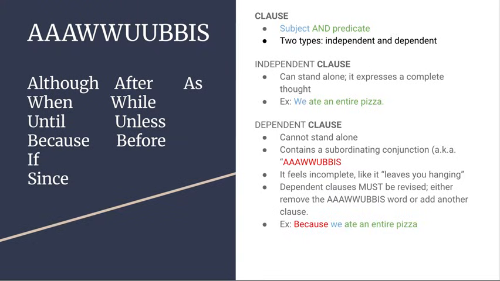AWOBIS words, when you attach them to clauses to start them, it feels incomplete, like it leaves you hanging. So like the sentence that I have there for you, because we ate an entire pizza. Well, what happened because we ate an entire pizza? We don't know. That's why it's incomplete. So if you just take out because, then you've got a complete sentence. Or leave it, add a comma after pizza, and give me more information. Like because we ate an entire pizza, comma, we were very full. Okay, well, now I have a complete thought. I have a whole sentence with a dependent clause and an independent clause. So you just have to be careful. You have to know when you are creating fragments and when you're not.